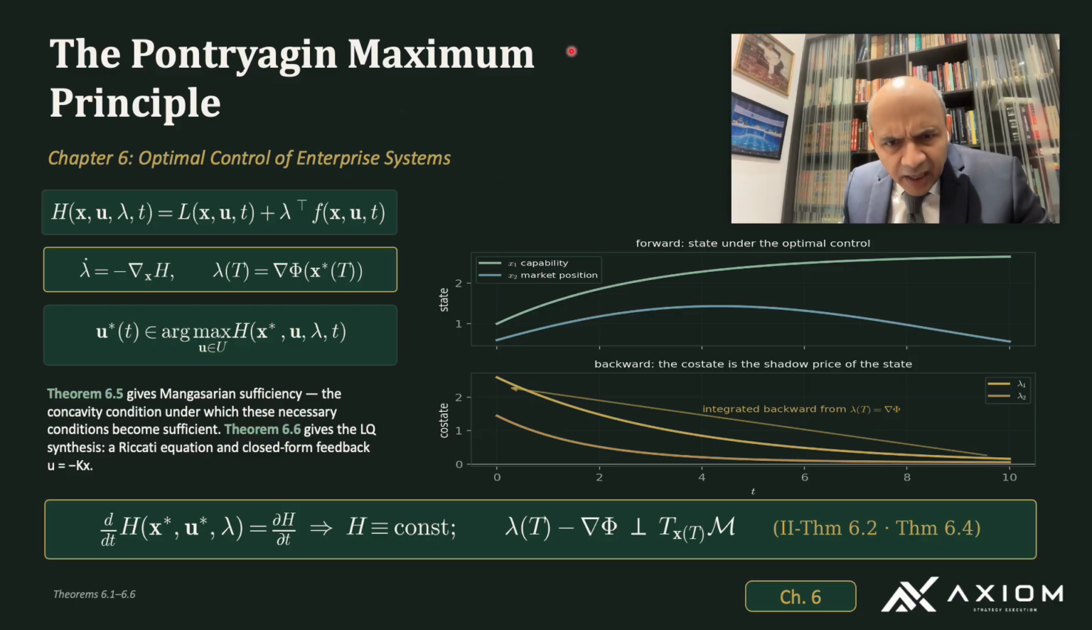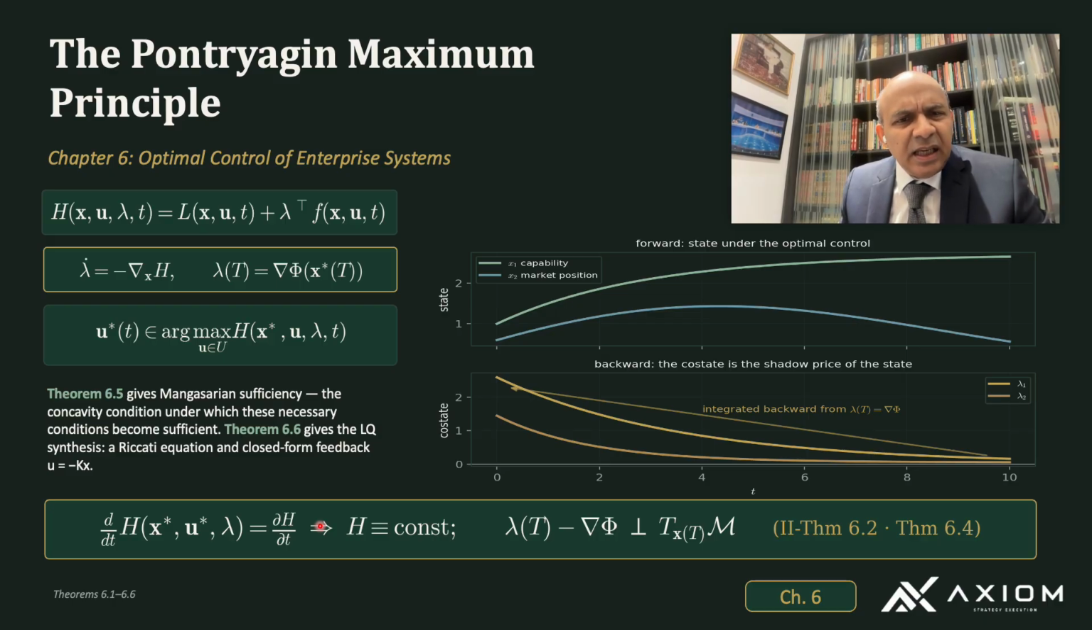So now we want to look at the chart. Here you've got the top panel, which shows the enterprise state evolving forward in time under the optimal control, while the bottom panel shows the costate evolving backward from the terminal condition, where each costate lambda is the shadow value of improving the corresponding state variable at each point in time.